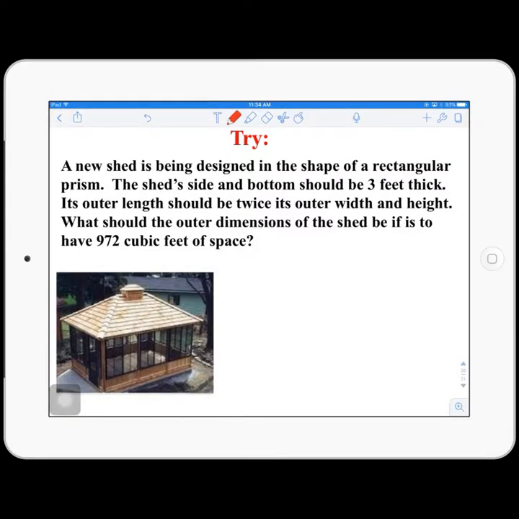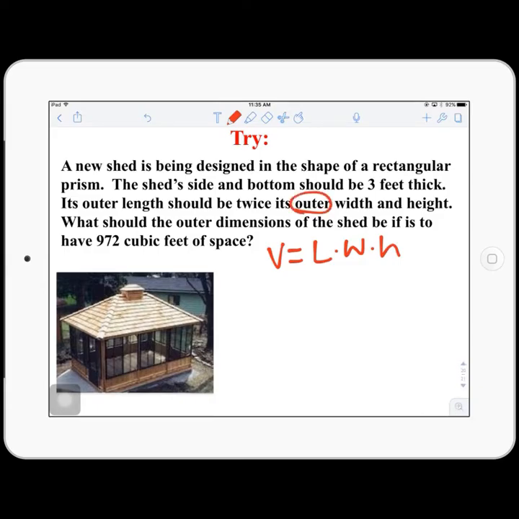So this problem is dealing with a rectangular prism, and we know that the volume of a rectangular prism is given by length times width times height, and it is asking for the outer width and height.